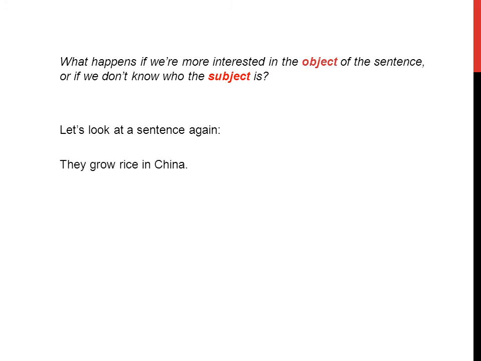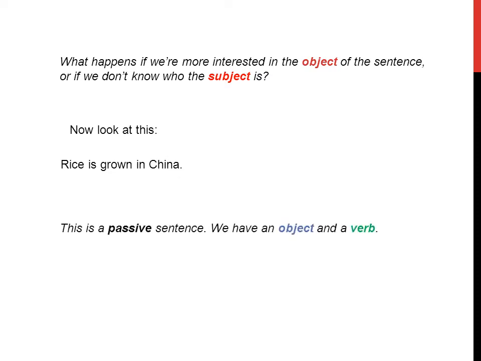Let's look at that sentence again. They grow rice in China. There we go, there's the subject, there's the verb, there's the object. But now, look at this. Let's take this away. And now we have rice is grown in China. Now this is a passive sentence. We have an object, rice, and a verb, is grown. So what's changed?